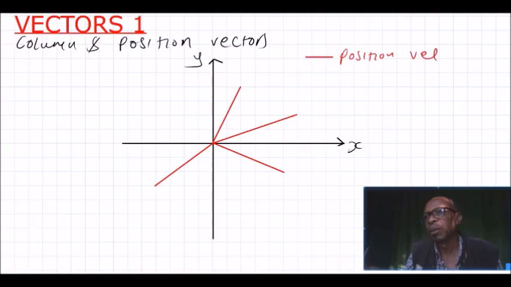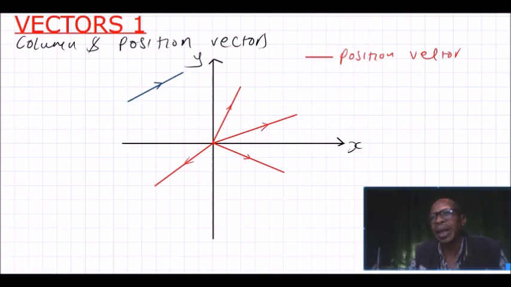And always remember that you have to indicate the direction of a vector, because when we started, we said a vector represents a quantity that has both magnitude and direction. So those are position vectors. Now these are column vectors. These are position vectors. These are column vectors. It is a displacement. You give the direction.